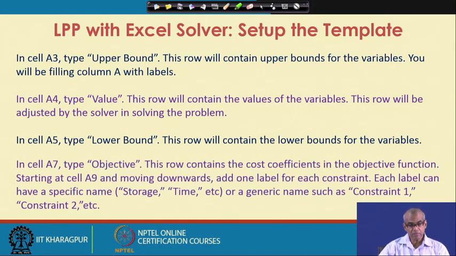In cell A7, type objective. This row contains the cost coefficients in the objective function. Starting at cell A9 and moving downwards, add one label for each constraint. Each label can have a specific name such as storage, time, etc., which describes the constraint, or you can supply a generic name such as constraint 1, constraint 2, etc.